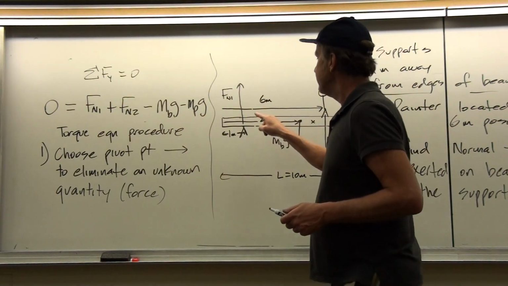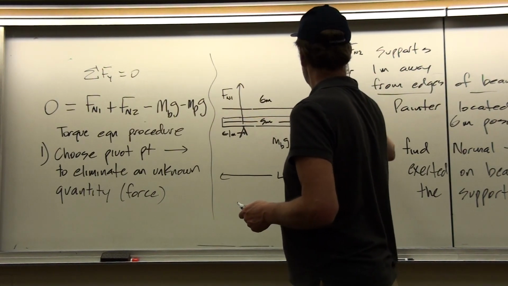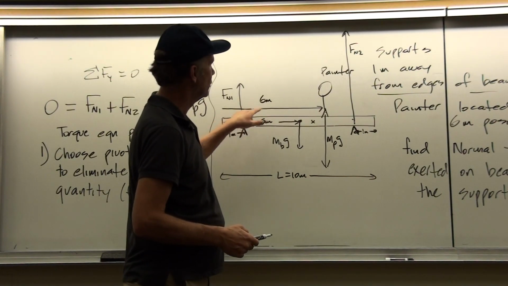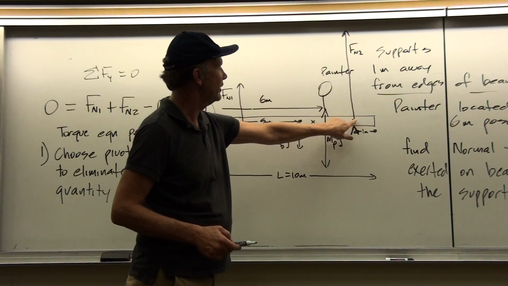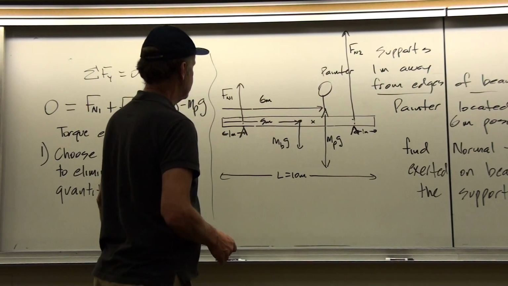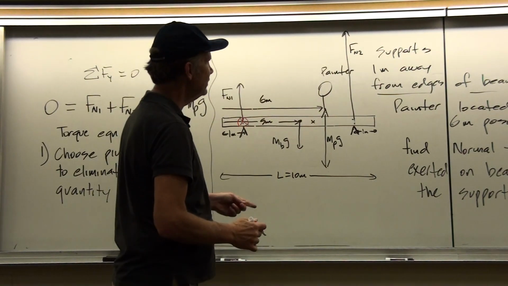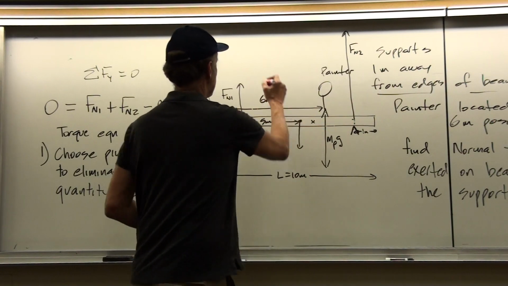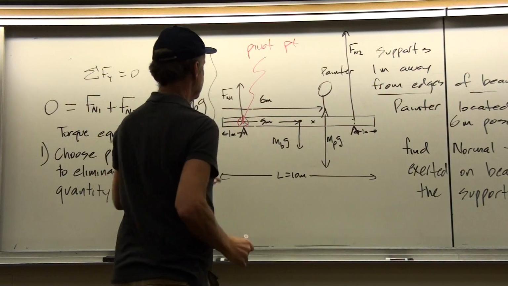Okay, so I have two choices then of where I could choose to make my pivot point that would eliminate an unknown force. I could either choose it at the location of F normal 1, at this pivot point, or at this pivot point here, or this point of support, F normal 2. And so I'm going to choose F normal 1. So this is going to be my pivot point. But I leave it as an exercise to you to solve this problem using F normal 2 as your pivot point. So there's our pivot point right there.